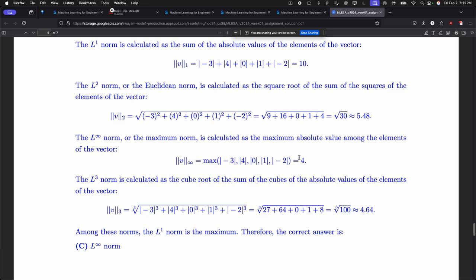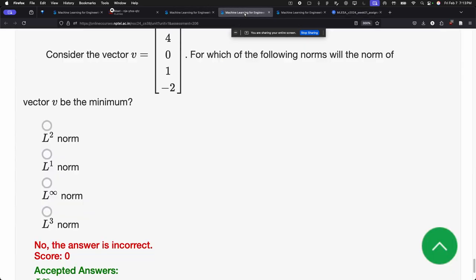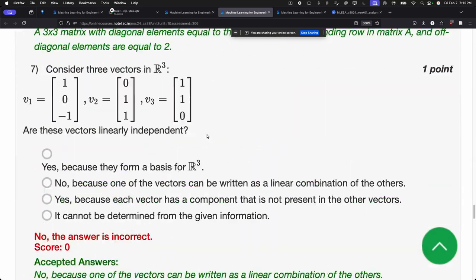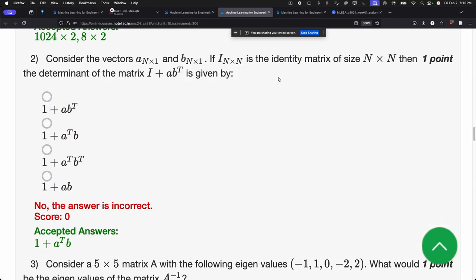Okay, got it. L infinity norm is the maximum of these things. So yes, the L infinity norm will be minimum. This was the week 1 assignment of last year.